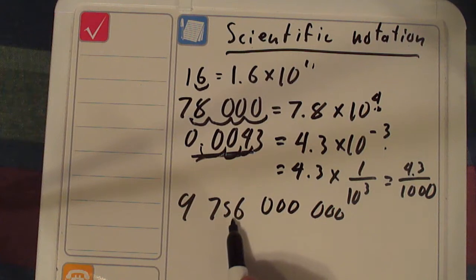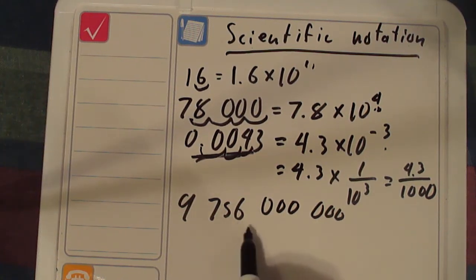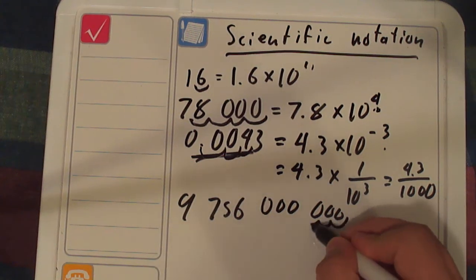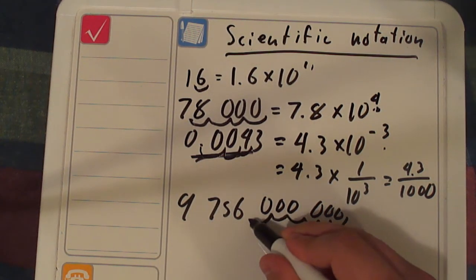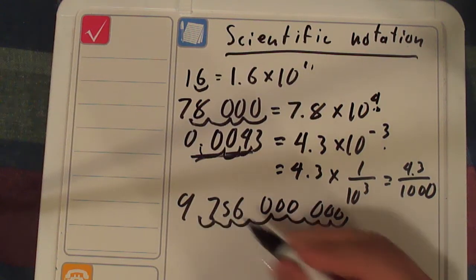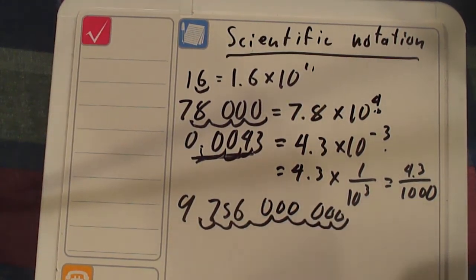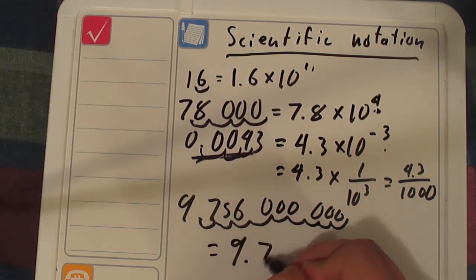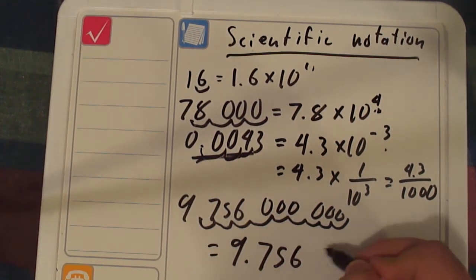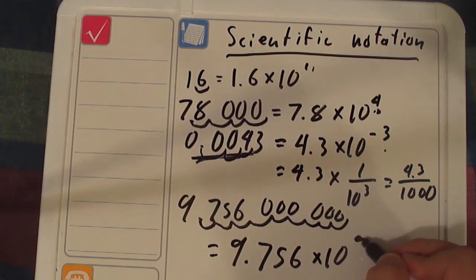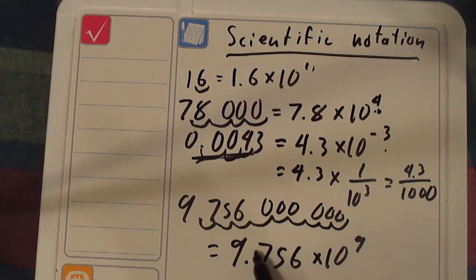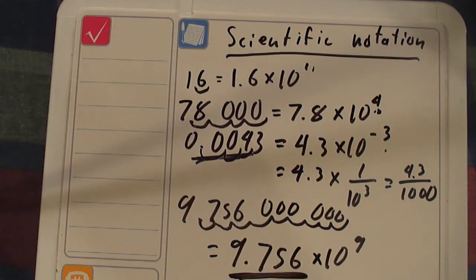I can't put here, I'll have 975.6. Can't put here, I'll have a 9,000, blah, blah, blah. So you go 1, 2, 3, 4, 5, 6, 7, 8, 9. Okay, so you know you're going to have 9. So you're going to have equals 9.756 times 10 to the 9. Nice and simple, 9.756. I will expand on this later on.